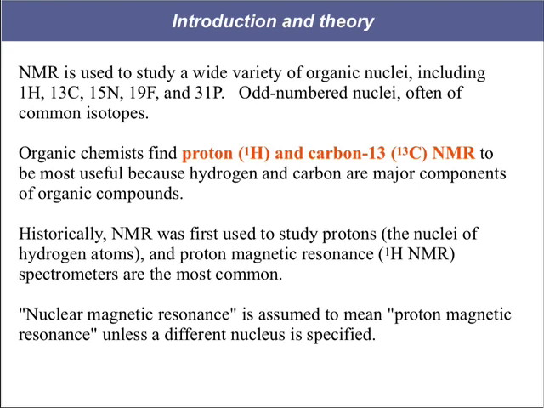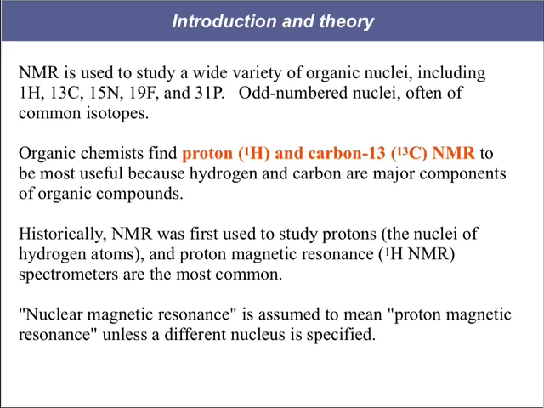Historically, NMR was first used to study protons, that is to say, the nuclei of hydrogen atoms. And so proton magnetic resonance spectrometers, H NMR, are the most common, such that if you ever hear somebody say nuclear magnetic resonance, you can assume that they mean proton magnetic resonance, unless a different nucleus type is specified.